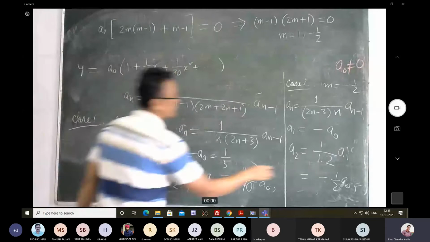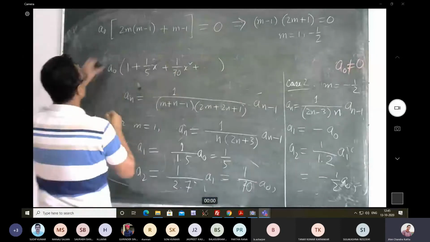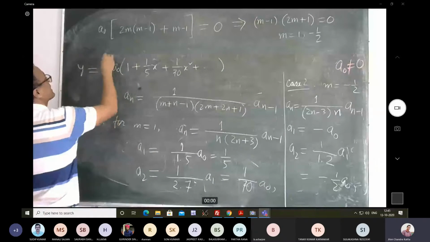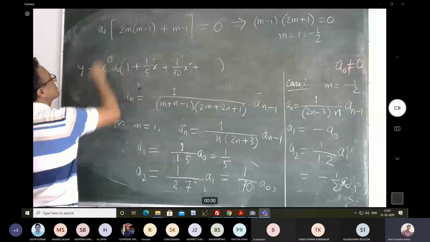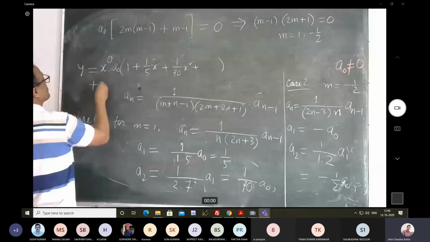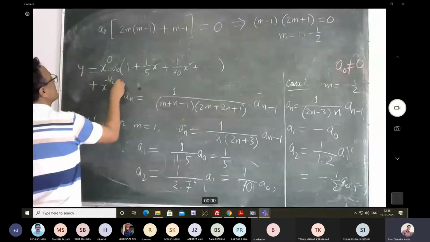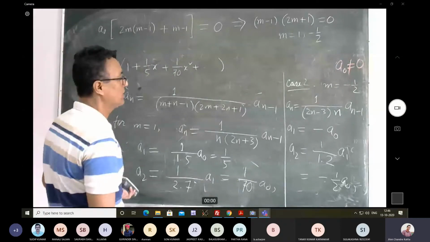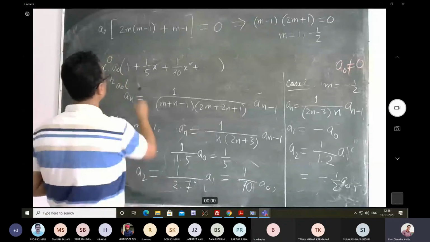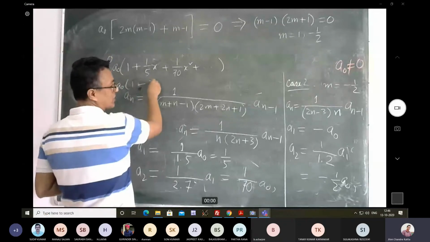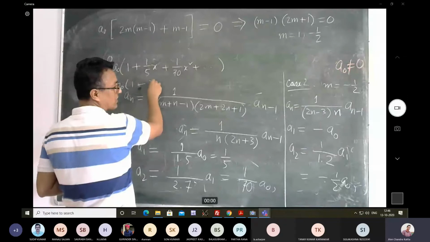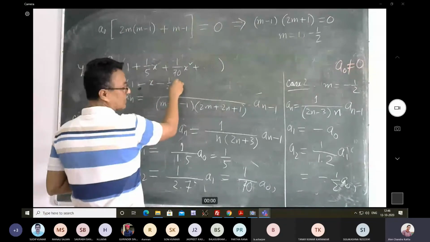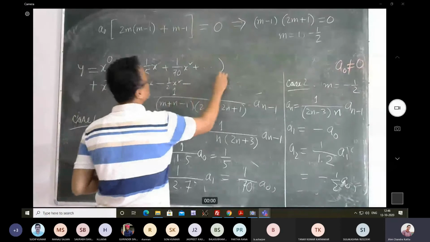And from this one, just a minute, x to the power 0. And then from the other one, x to the power minus half, again a naught, what I'm getting is 1 minus x minus half x squared, and so on.